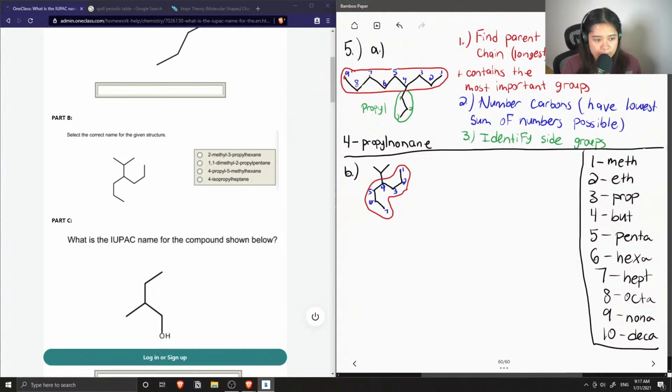So here you'll notice that for our side group, it's also a 3-membered carbon like our previous compound, but this time it's attached at carbon 2. So this is not just a propyl group, but we call it isopropyl.